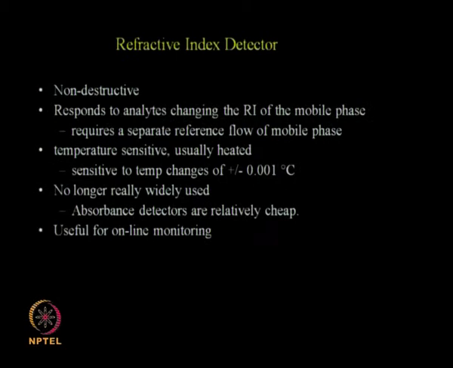Next one is refractive index. So there is a change in the refractive index of the solute which is measured. This is again a non-destructive test, ideal if the solutes have different refractive indices, but then it is extremely temperature sensitive. Even a small change in temperature of the order of 0.001 degree can affect the refractive index, so you may start getting very spurious results. Okay. So that is why nobody uses it nowadays. A small change in the temperature is going to affect the RI, but it is used in online monitoring. So you have a manufacturing plant and there is a product which is being produced, you want to know the concentration.